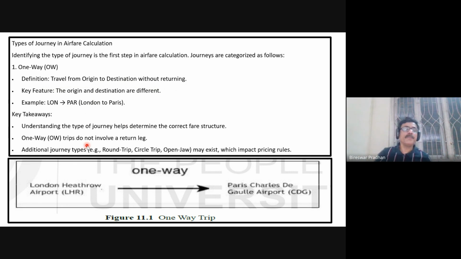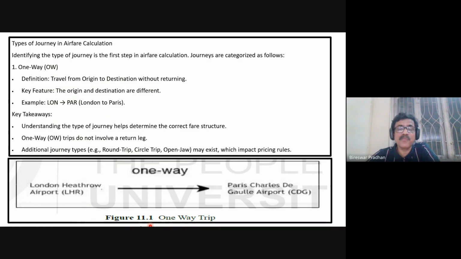One way. Definition of one way: travel from origin to destination without returning. Key feature: the origin and destination are different. Example: LON to PAR, or London to Paris. Key takeaways: understanding the types of journey helps to determine the correct fare structure. One way trips do not involve a return leg. Additionally, round trip, circle trip and open jaw may exist, which are part of the pricing rules.